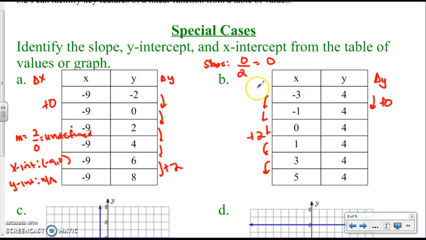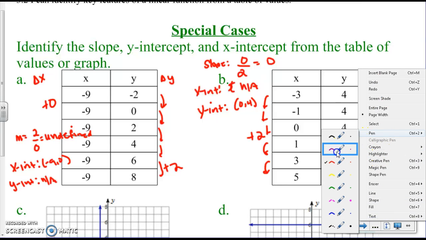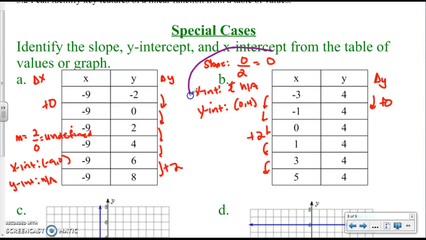Okay, all my y's are the same, so that actually gives me a y-intercept for this one. So I have the point 0, 4. Okay, my y's are all the same, and I don't have an x-intercept there. Okay, so two special cases looking at tables. When you have all the same numbers for your y's, it looks like this. And when you have all the same numbers for your x's, it looks like this.